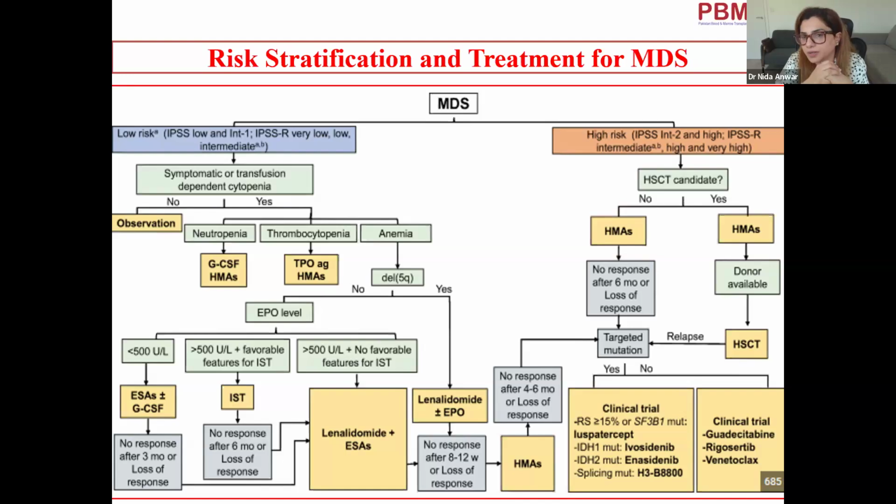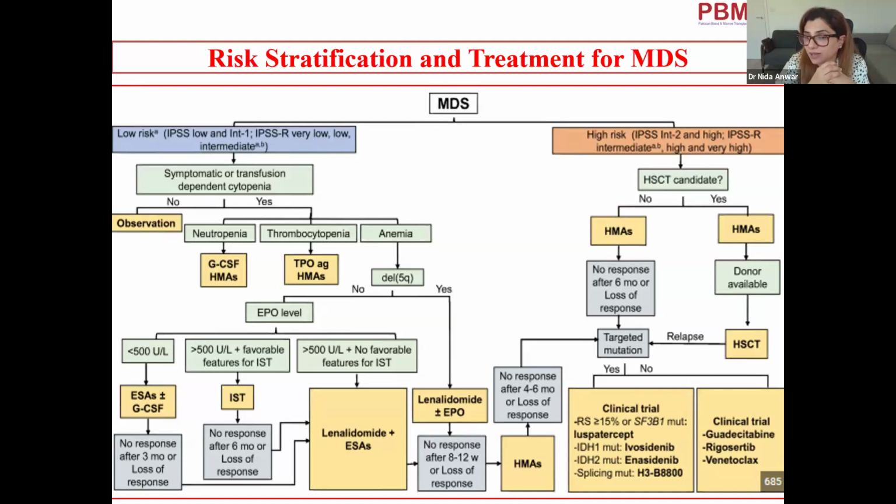When we talk about high-risk patients, these are patients who on IPSS are intermediate to high, that is intermediate, high, or very high-risk. In case of high-risk MDS, it is very important to identify early the eligibility of those patients for transplant, because the high-risk disease population are those who have to be considered for stem cell transplant, and early involvement of the transplant team is very important.